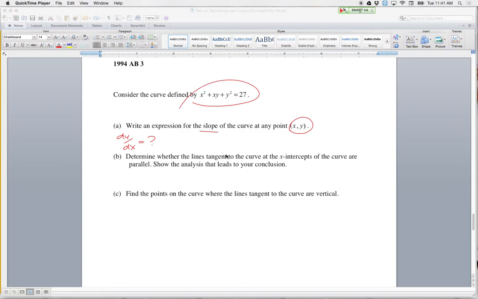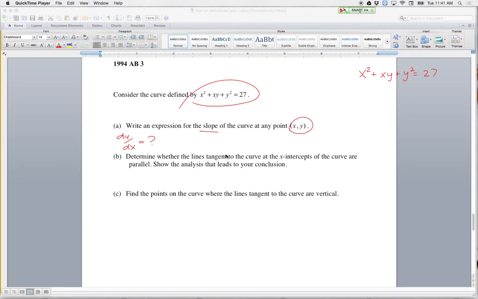So, here we go. x squared plus xy plus y squared equals 27. I'm going to do implicit differentiation, and I want to find dy dx. I'm going to do everything with respect to x, which means the only thing I need to do implicitly is the y variable. You don't need to do the x variable implicitly. You can just do that one with normal differentiation.